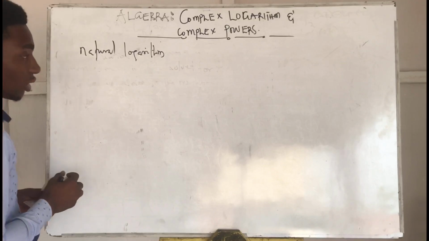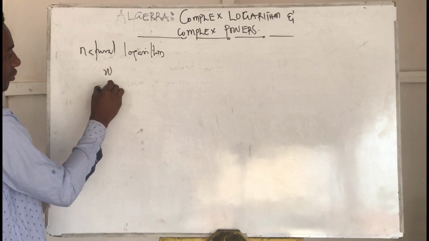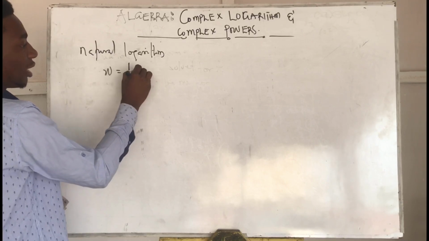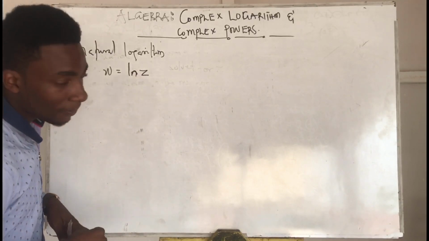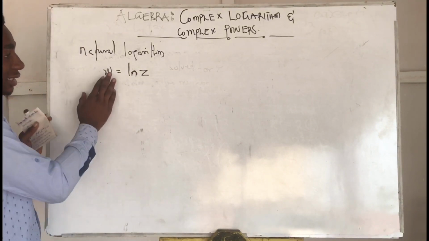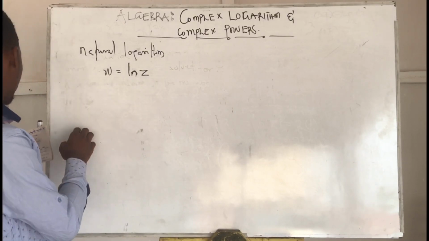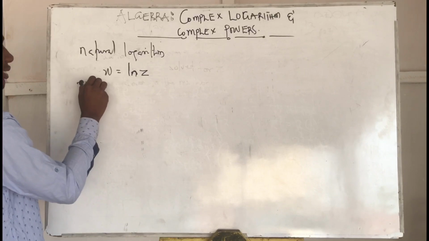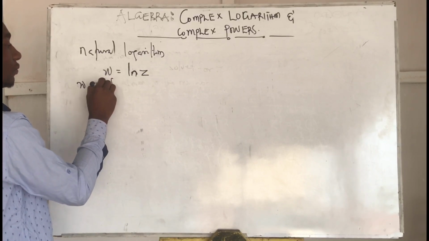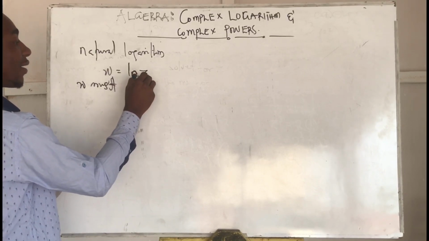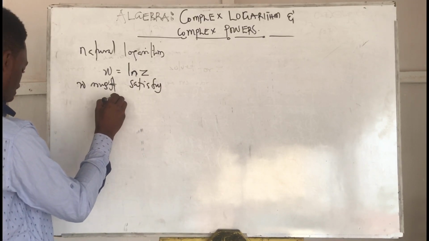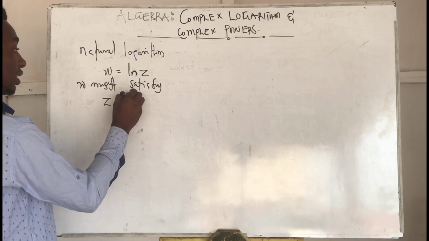Now we have a natural logarithm. Let's say W is equal to the log of a complex number Z. If you have a natural logarithm, let's say ln Z is equal to W, then W must satisfy Z, which is equal to e to the power W.